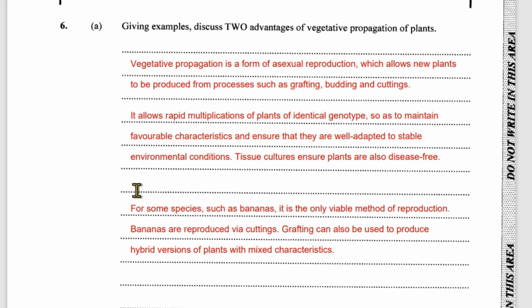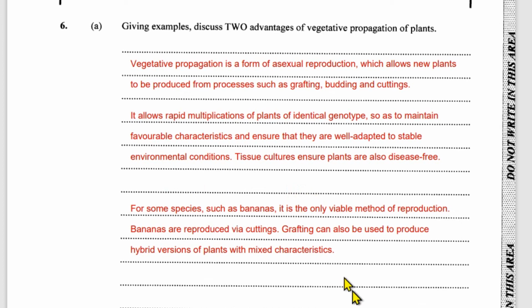For some species, such as bananas, it is the only viable method of reproduction. This is because bananas, the seeds are actually not viable. You can't plant a banana seed, well, at least for a domestic banana, and expect it to grow. Bananas are reproduced via cuttings.